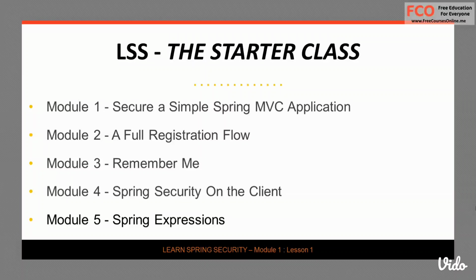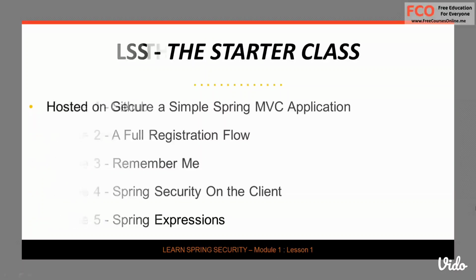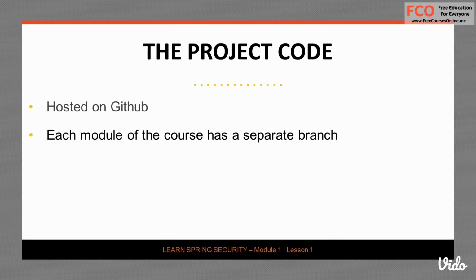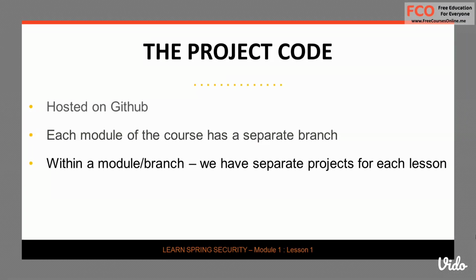So let's now talk about the code and the project. First of all, the project code is going to be hosted on GitHub. It's going to be a public repository that you can simply clone and work from. Within that GitHub project, you'll see that each of the modules of the course has a separate branch. So you'll see branches named Module 1, Module 2, and so on, of course corresponding to each module of the course. And within those branches, you'll see the lessons.